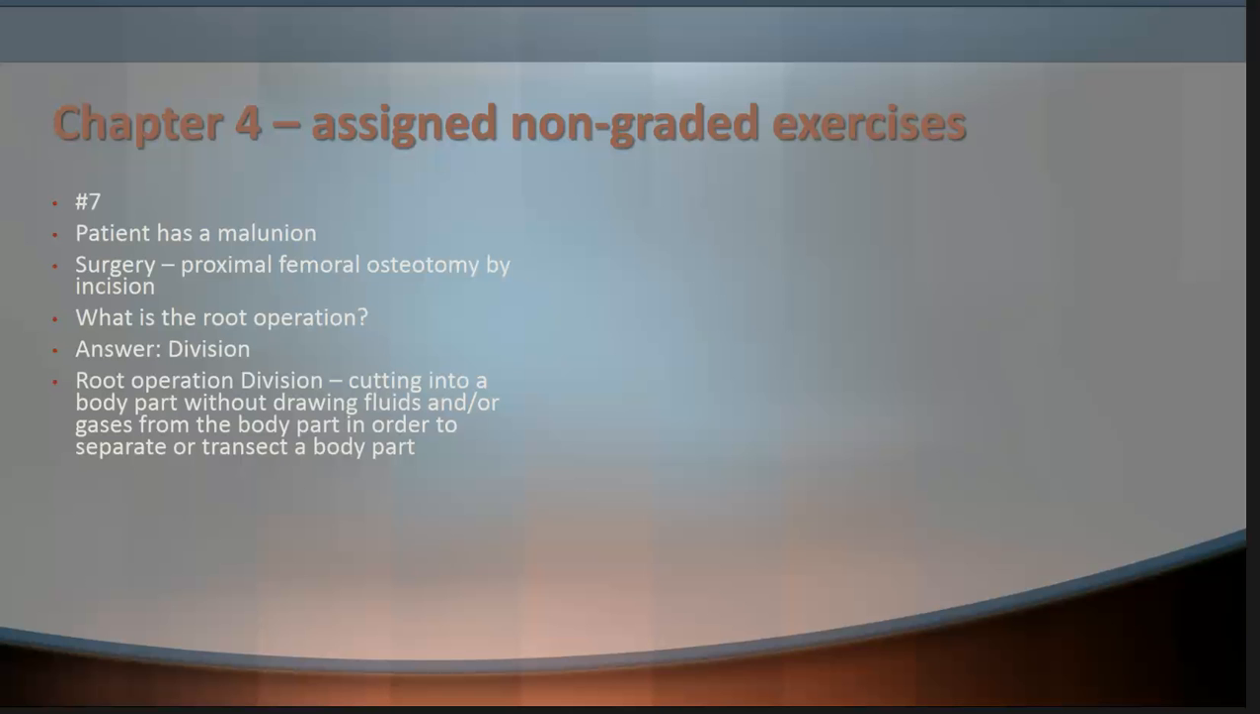So in chapter 1 of your textbook, the definition is identified as separating without taking out a body part. So they're going to separate by doing this osteotomy, and they're not taking anything out of this patient. They're not taking out bone. They're cutting into, in this case, bone. And a key element is the terminology in that particular exercise that states osteotomy by incision.